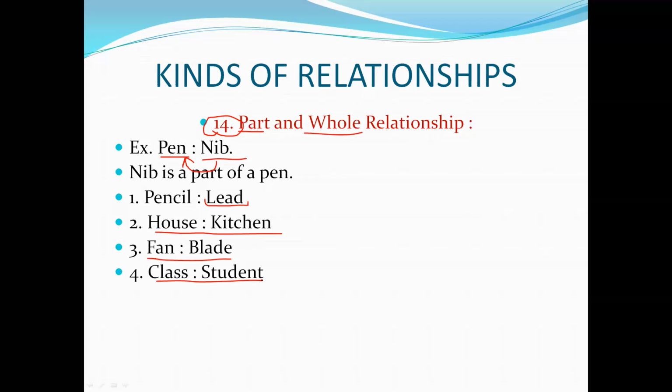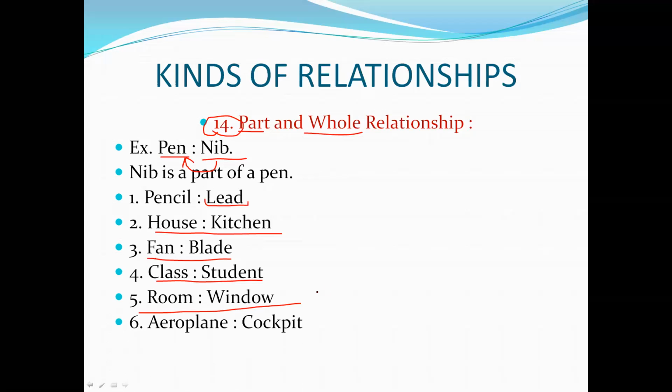So the words on your right hand side are the part, and the words on the left hand side are the whole. Then room and window, you'll come to know that window is part of room. And aeroplane and cockpit. In this case, cockpit is part of aeroplane. Book and chapter. In this case, we'll come to know the chapter is part of book. So very simple. Here you need not apply your brain much.